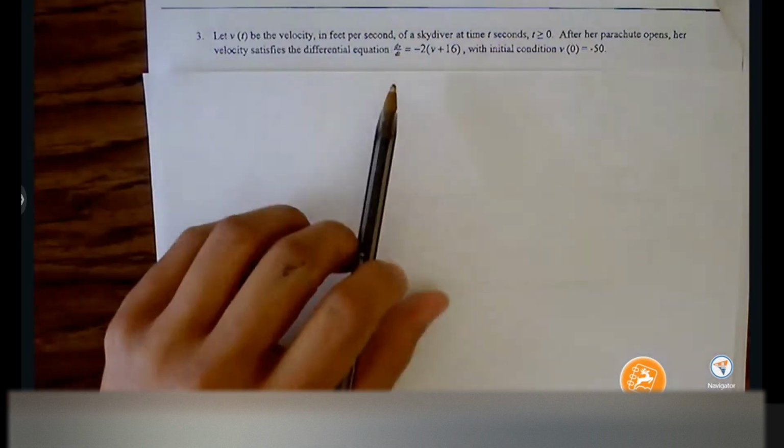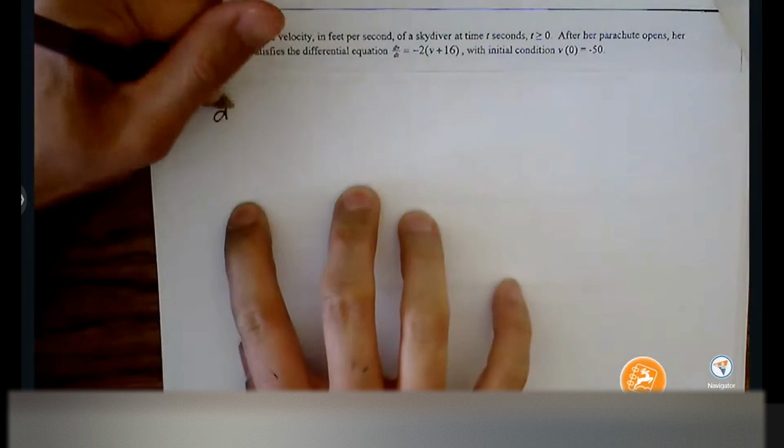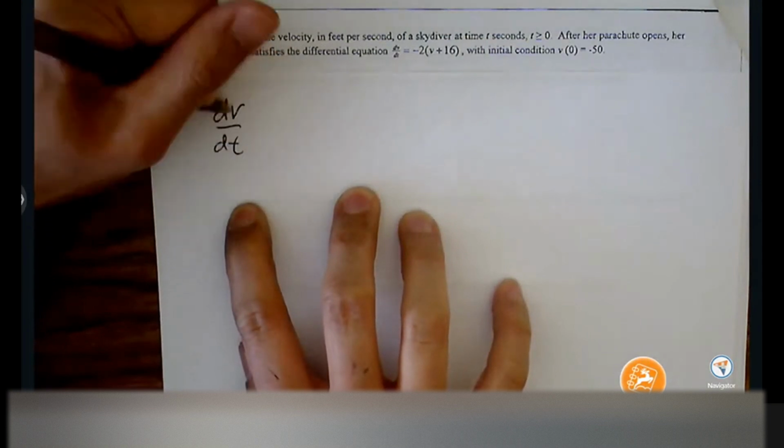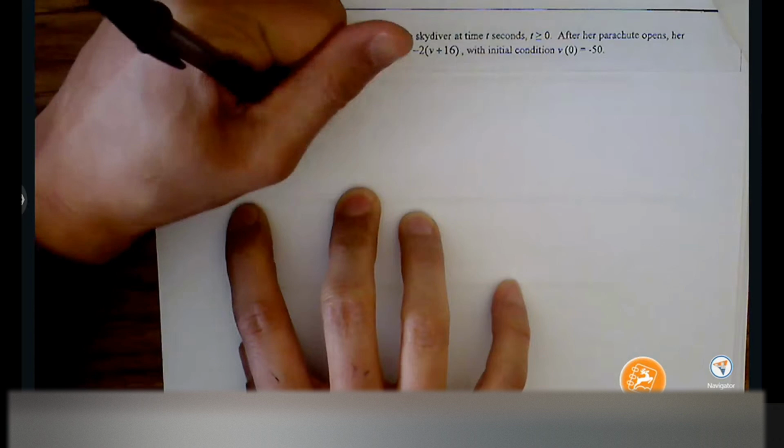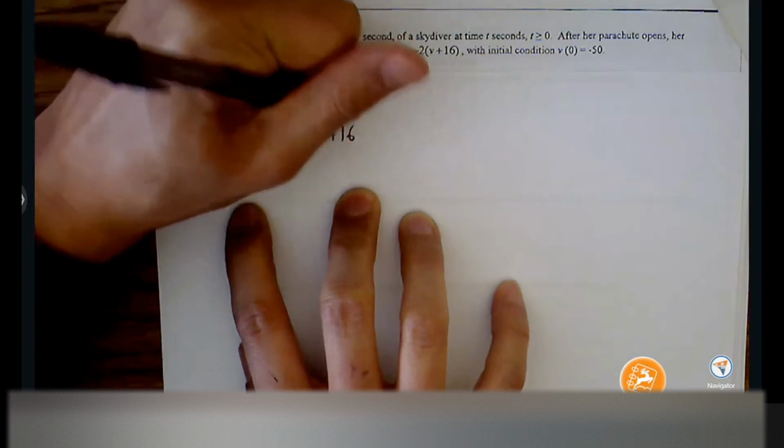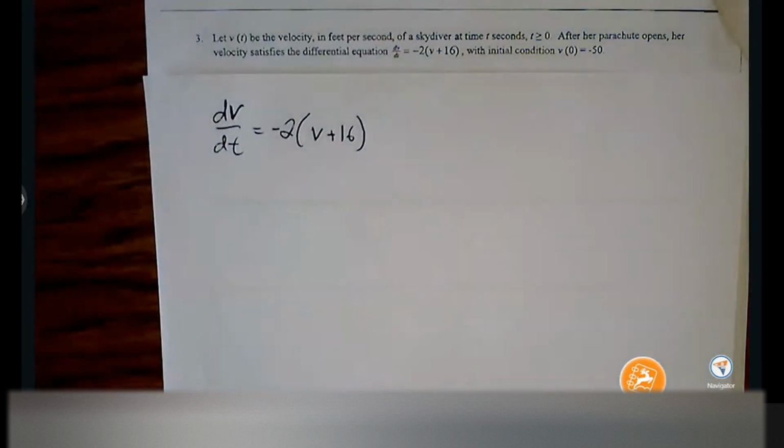It says, let v of t be velocity in feet per second of a skydiver at time t seconds where t is greater than or equal to 0. After her parachute opens, her velocity satisfies the differential equation, dv over dt equals -2 times v plus 16, with initial condition v of 0 equals -50.